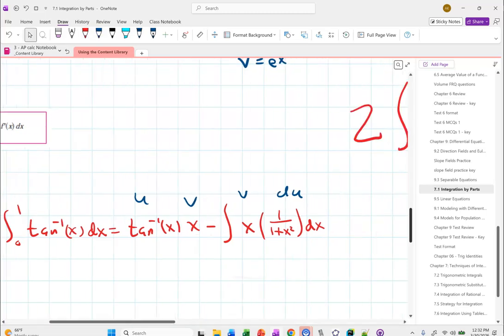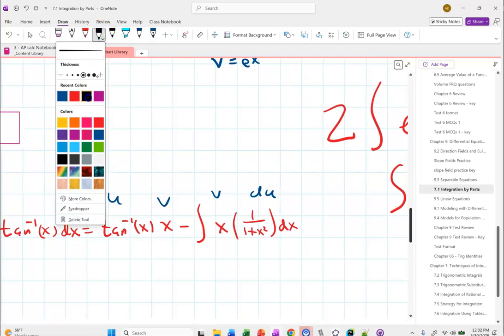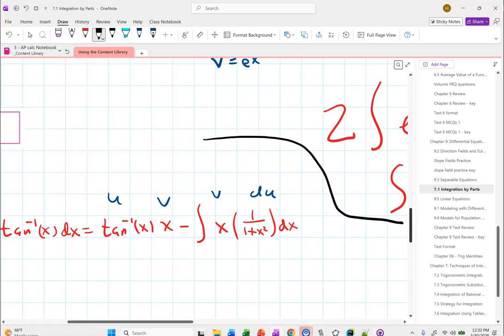Let's look at that integral of x times 1 over 1 plus x squared. Can we do that integral? I can do it. It's a u sub. What should the u be? 1 plus x squared. So du is going to be 2x dx, and we'll just divide the 2 over. And there we go.